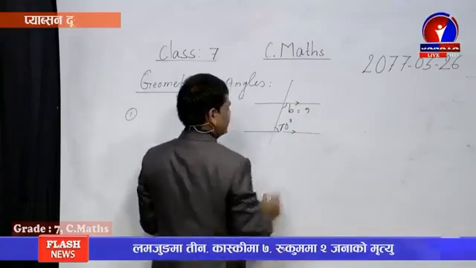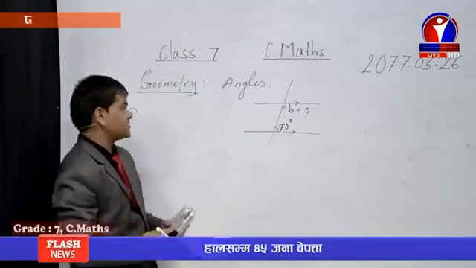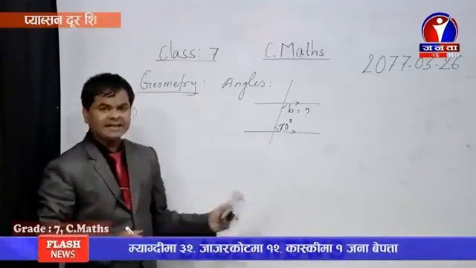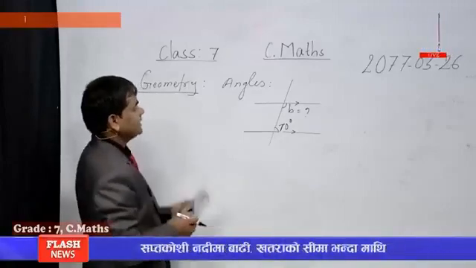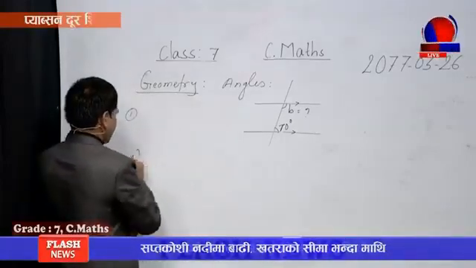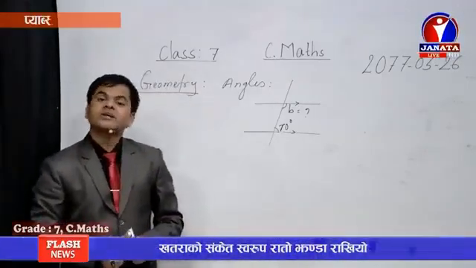If these two lines are parallel, there must be the parallel sign, and the question is on co-interior angles. So this is the question for you. Copy this one, and then do it yourself regarding co-interior angles. Another, dear students, number 2: at the time I had discussed the alternate angles.